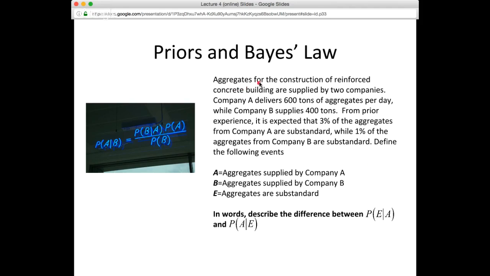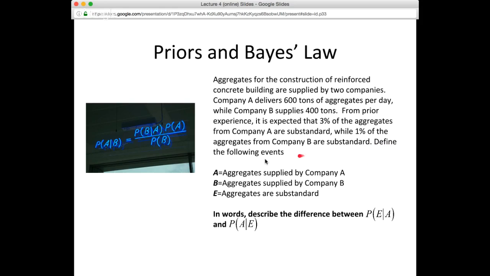We've got aggregates for the construction of reinforced concrete that are supplied by 2 companies. Company A delivers 600 tons of the aggregate per day, while Company B supplies 400 tons. So there's a total of 1,000 tons delivered a day. 60% are coming from Company A, 40% from Company B. From prior experience, so that's a prior, it is expected that 3% of the aggregates from Company A are substandard, while 1% of the aggregates from Company B are substandard.